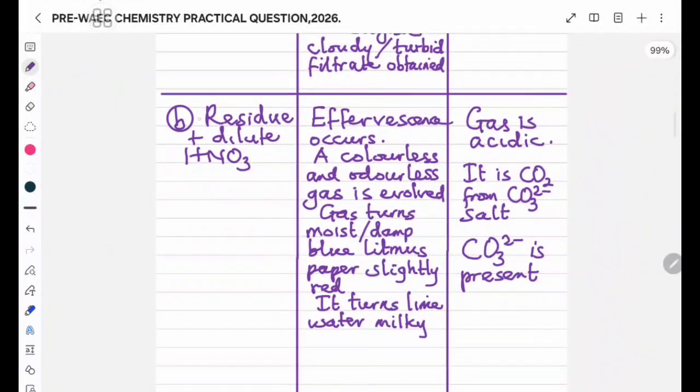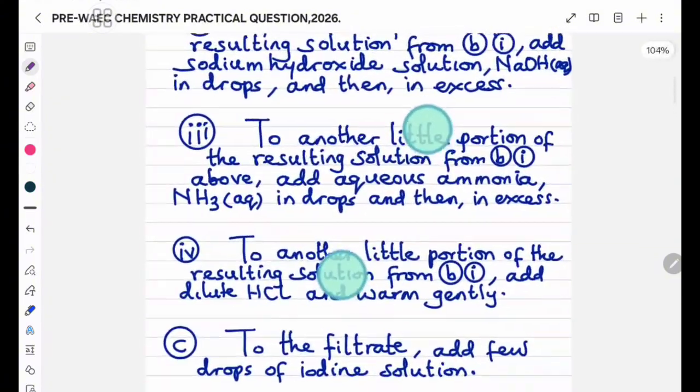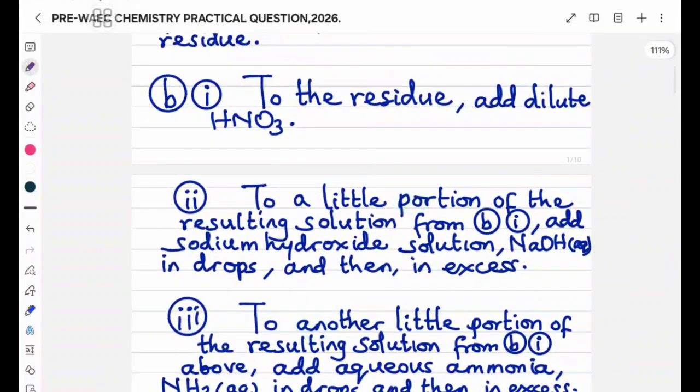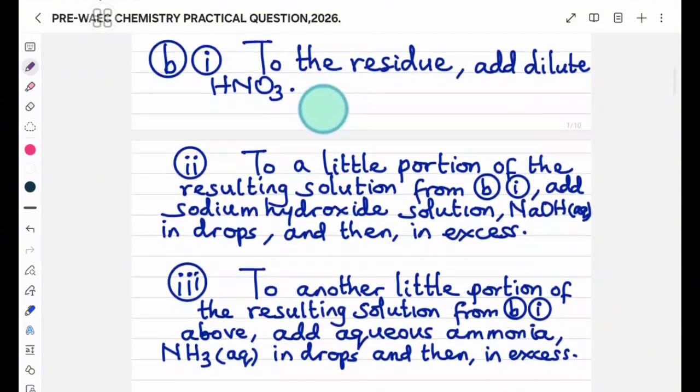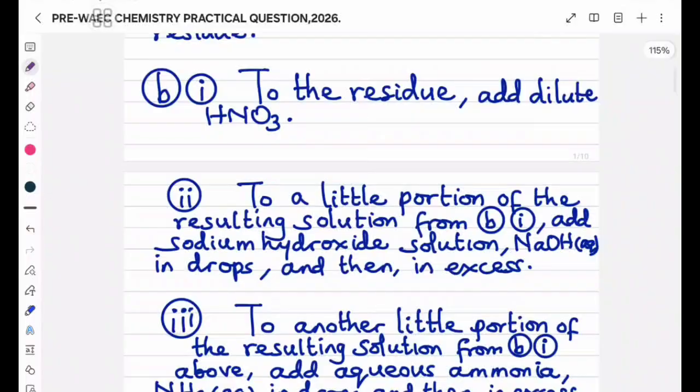Now let's go to the second one. Don't forget that you leave a line or you draw a line before the next test. The next test is B two. Let's go up and see what is the test to carry out. We have to take a little portion of the resulting solution from the B one above. From this B one, we have to take a small portion of the solution.